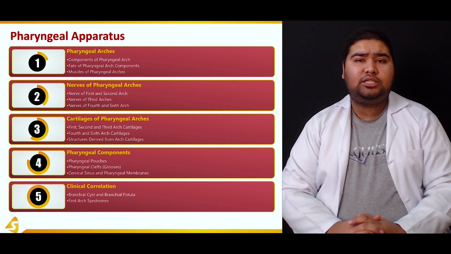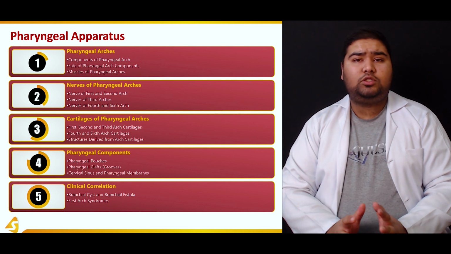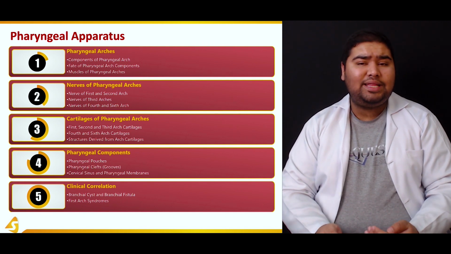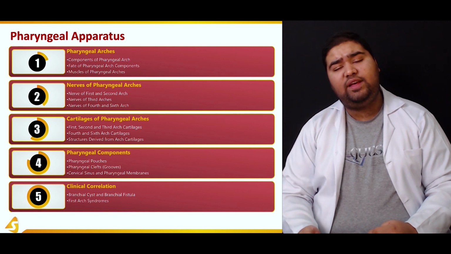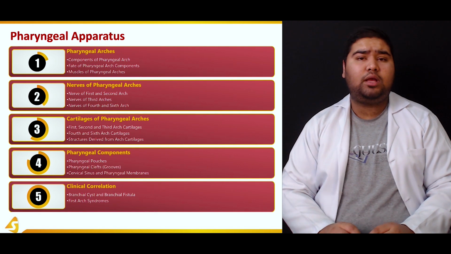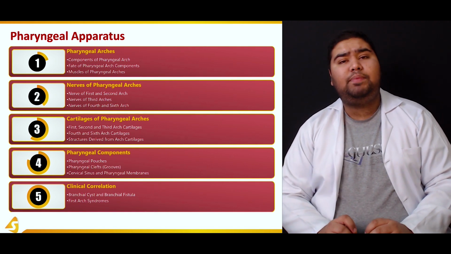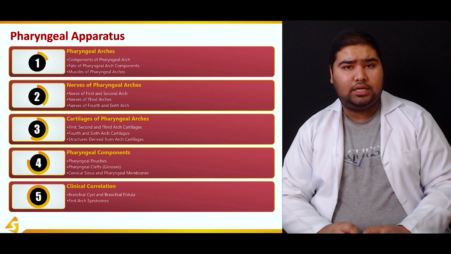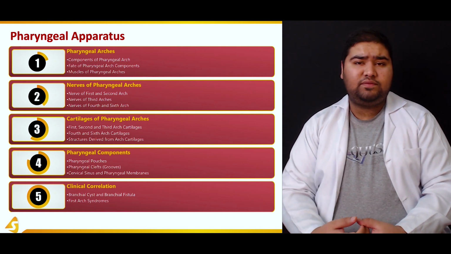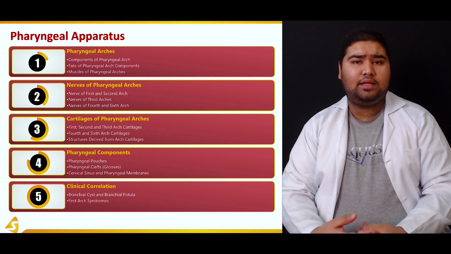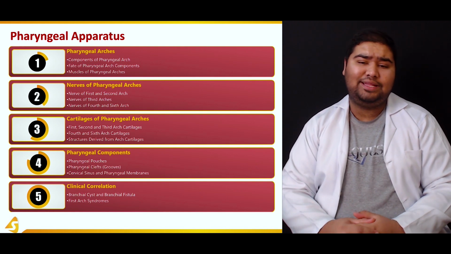In the second section, we'll deal with the nerves of the pharyngeal arches. To explain these nerves, it would be like one nerve supplies one pharyngeal arch. So we'll be talking about a specific nerve supplying a specific pharyngeal arch. We'll deal with the nerves separately, that is, we'll talk about the first pharyngeal arch first, then the second, then the third, then finally the fourth and the sixth.